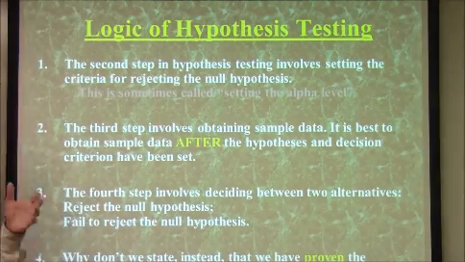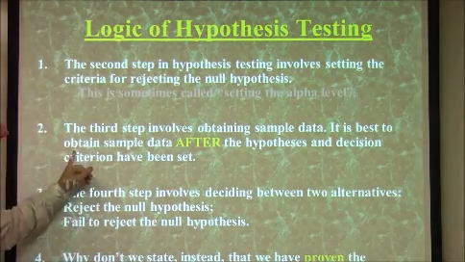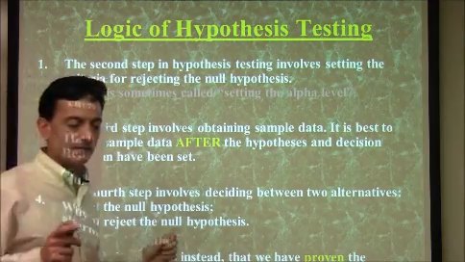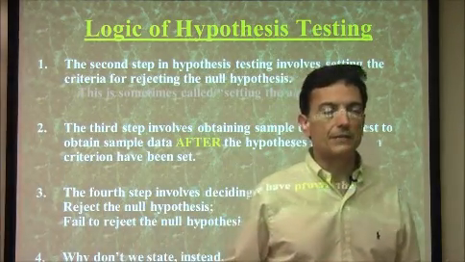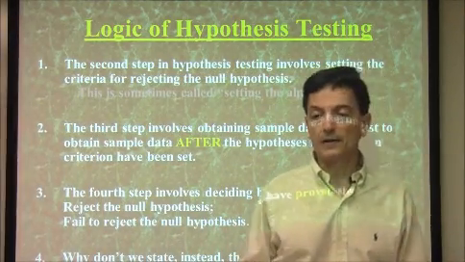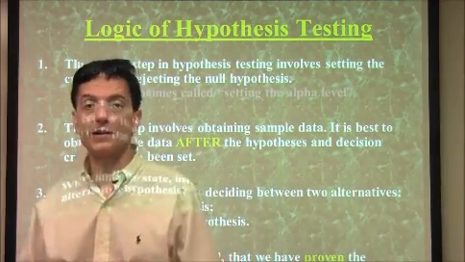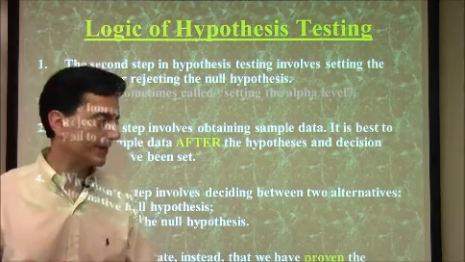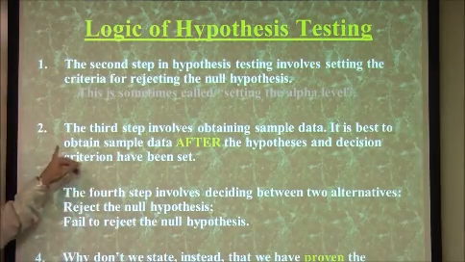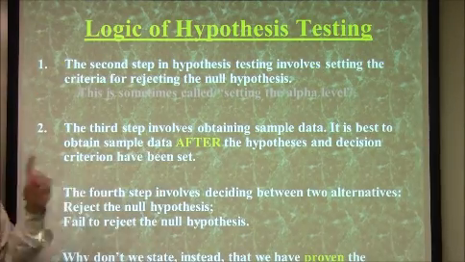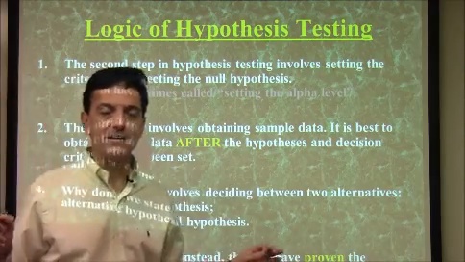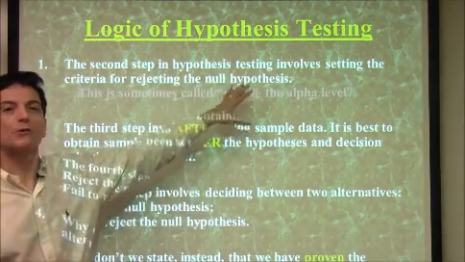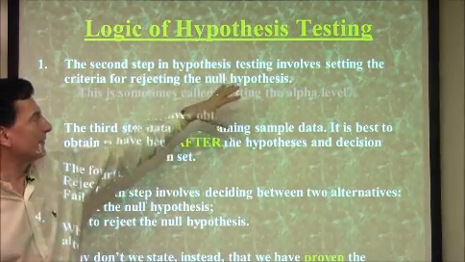Okay, the third step of the 4 involves obtaining sample data, and we can obtain some sample data by using a questionnaire, some kind of survey mechanism. We can do this experimentally, we can do this observationally. However it is that we get our sample data, it's best to obtain those data after we've first established what the hypotheses are, and secondarily, establish what the boundary conditions are using that alpha level.